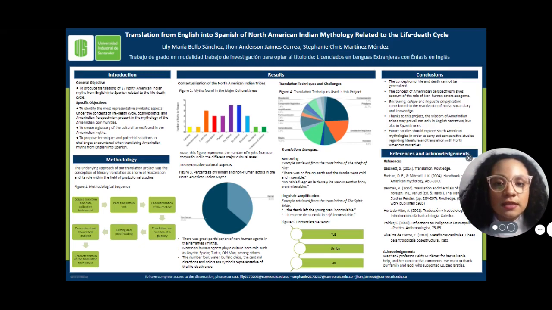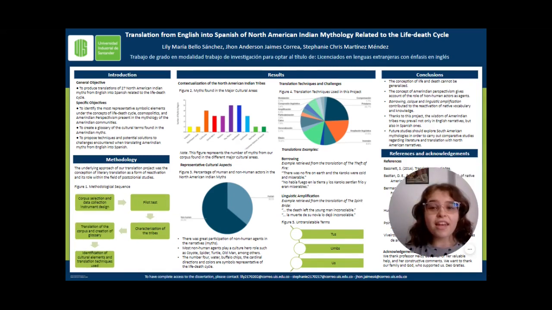Sixth, conceptual and theoretical analysis. We identify the most representative cultural aspects from the corpus and classify them in a matrix. And seventh, characterization of translation techniques. We identify and characterize the translation techniques used based on Hurtado Albir 2001.